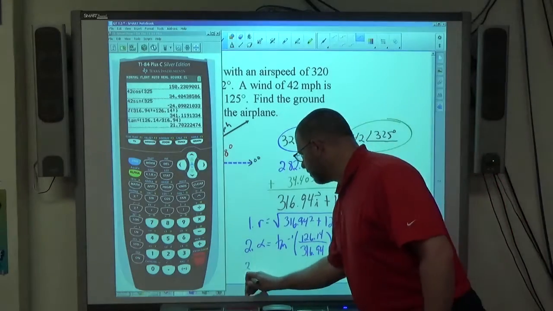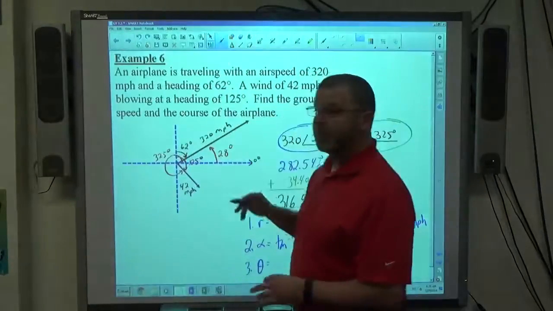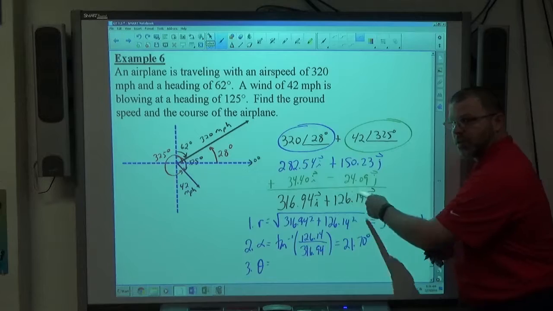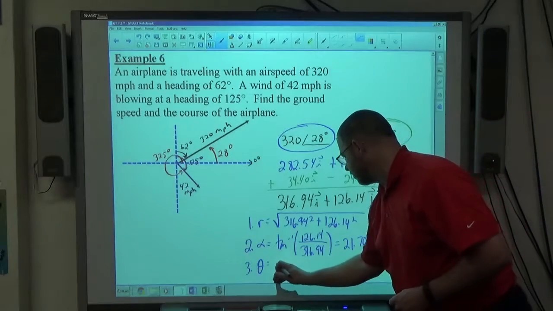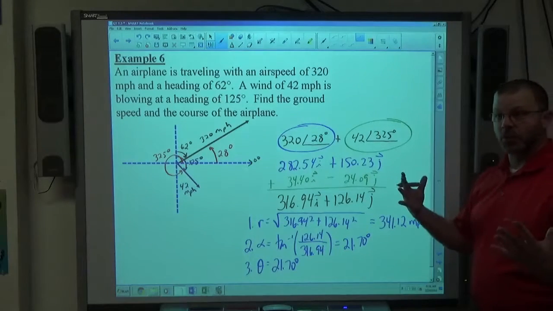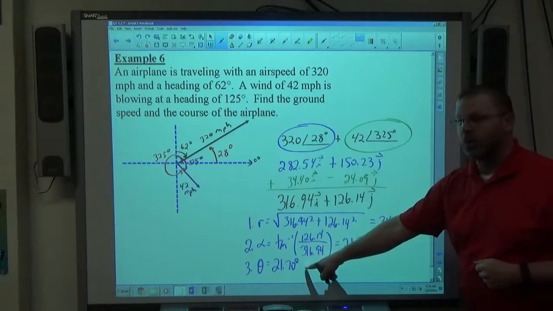Which means step 3, theta, again in polar form, vector polar form here. We're in quadrant 1, right? Because we got positive, positive. In quadrant 1, theta is equal to alpha, so 21.70 degrees. So our magnitude and direction vector-wise in polar form is 341.12 at an angle of 21.70 degrees.